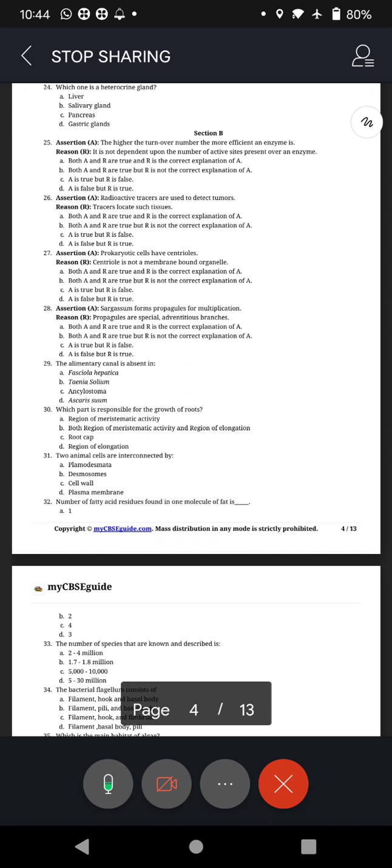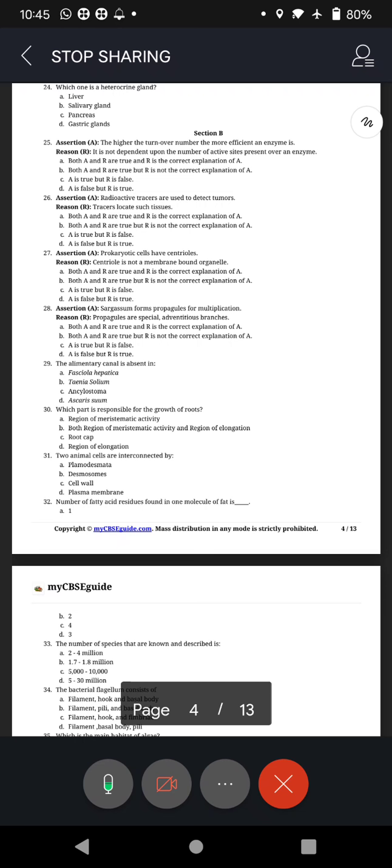Now the alternatives. A. Both assertion and reason are true and R is the correct explanation of A. B. Both A and R are true but R is not the correct explanation of A. C. A is true but R is false. D. A is false but R is true.